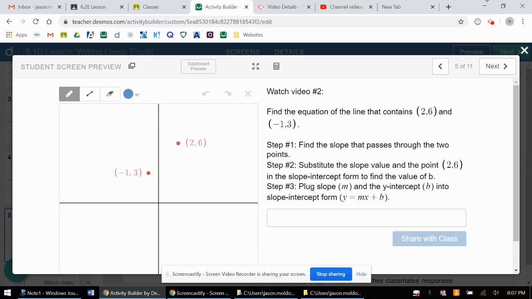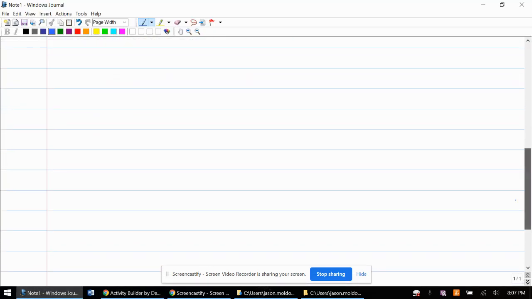We're going to start by finding the slope between these points. We can pick either point. It does suggest that we're going to use the point 2, 6 for this one. Not a bad choice since it has all positive parts to the ordered pair. And here we go. So we've got the points 2, 6, and negative 1, 3. And we'll label our points x1, y1, x2, y2.